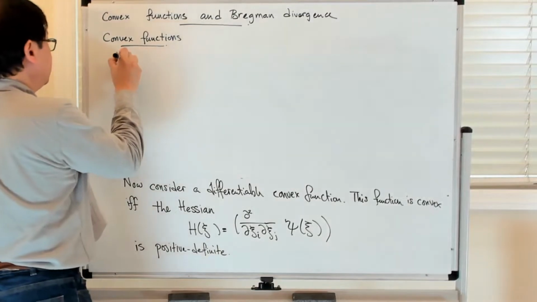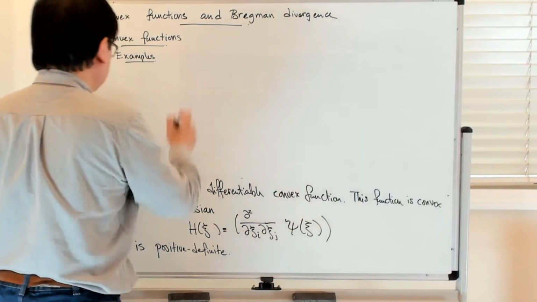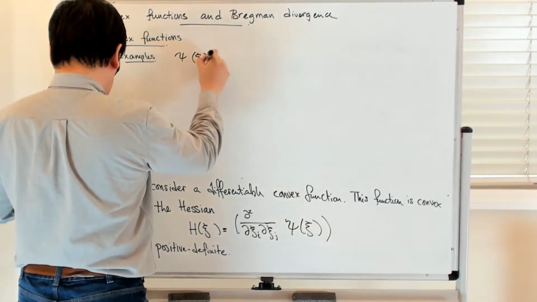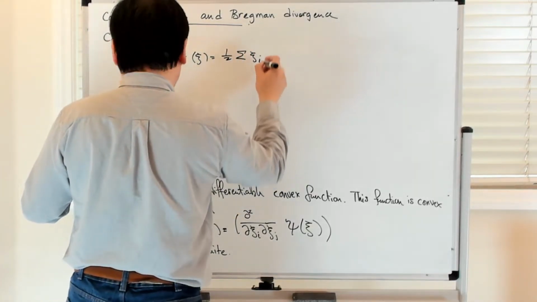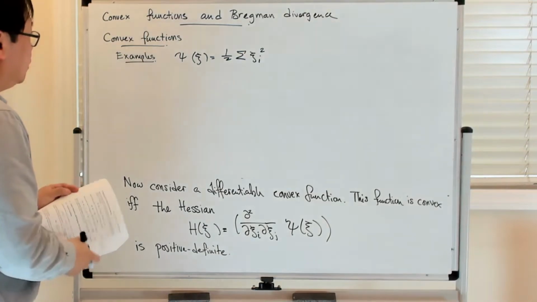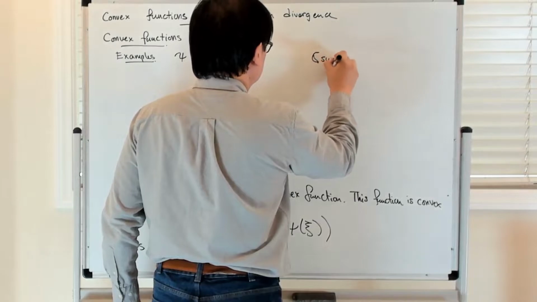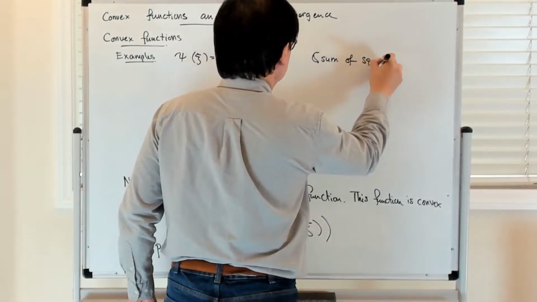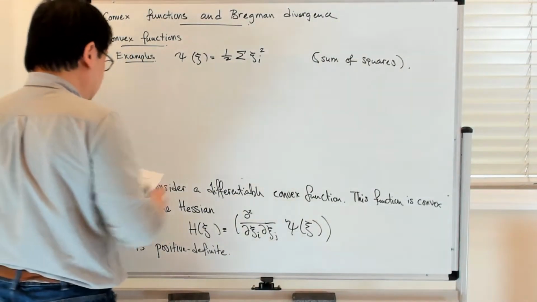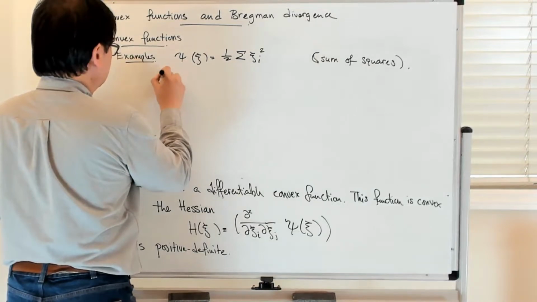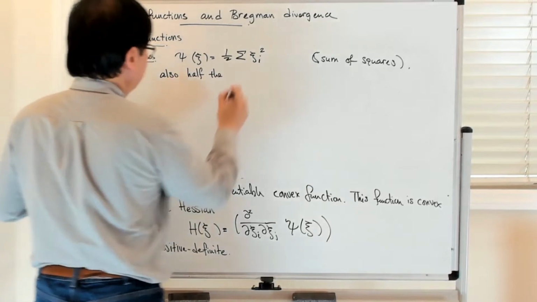So examples. The simplest example probably is something like this. It's just a sum of squares, basically. We can easily check that this is convex. This is also half the square of the Euclidean distance.